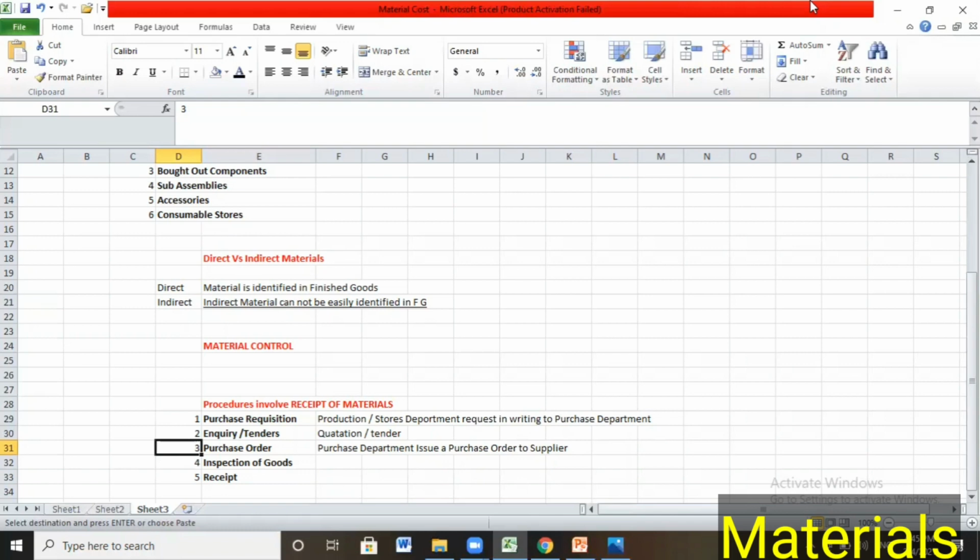So goods may be rejected due to whatever the reason, and that code has to be mentioned over here. So the inspection specimen provides acceptance or rejection of the goods.